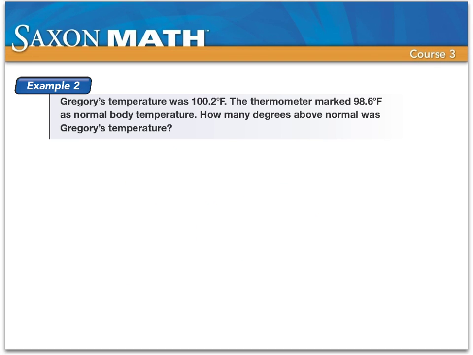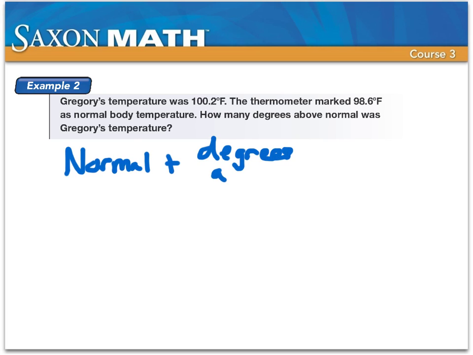Okay, so example 2. Gregory's temperature was 100.2 degrees Fahrenheit. The thermometer marked 98.6 degrees Fahrenheit as normal body temperature. How many degrees above normal was Gregory's temperature? Let's write an equation for this one just for fun. Okay, so we know what normal body temperature is. And we know that Gregory was some degrees above it.